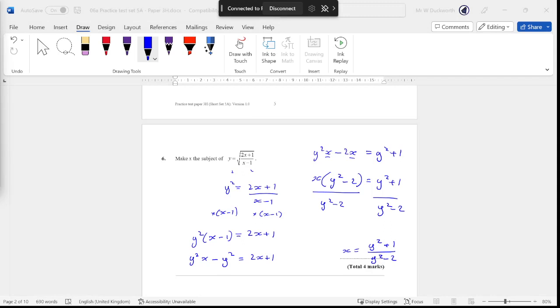Okay, and the marks for this question were pretty straightforward. M1 for squaring both sides to get the correct equation, so it's an M1 for the first step of squaring both sides. It was then an M1 for removing the denominator to get the correct equation, so M1 there. It was then M1 for correctly gathering x's on one side with the non-x's on the other, so M1 there. And then that leads to an A1 for the final correct answer. So that's the 4 marks for that.